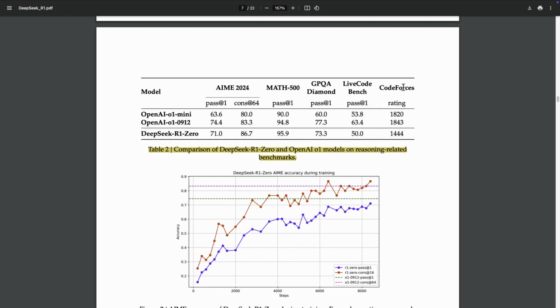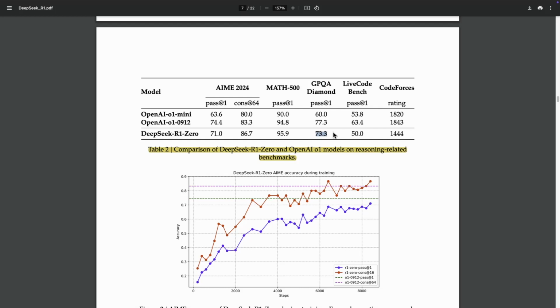So like CodeForces, LiveCodeBench, GPQA Diamond. I noticed that this is one of the benchmarks that the OpenAI folks really focus a lot on, and that's because this is a very complex benchmark. And so you can see the results there. This DeepSeek-R1-0 model is pretty capable already. And this is the beginning.